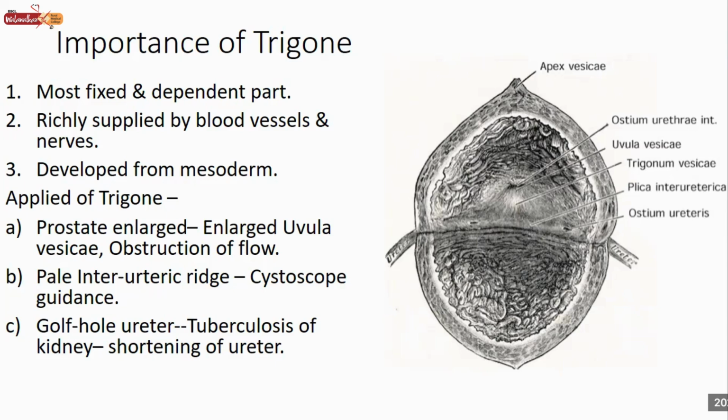The applied aspect of the trigonum, remember, is prostate enlargement. There is an enlarged uvula vesicae and obstruction to flow. The interureteric ridge, which we saw earlier, between the two openings of the ureter, is a bar, that is Mercier's bar or interureteric bar. This is a pale one, and that guides you to enter into the ureteric opening. Sometimes the ureteric opening appears like a golf hole in cases of tuberculosis of the kidney, due to the shortening of the ureter.